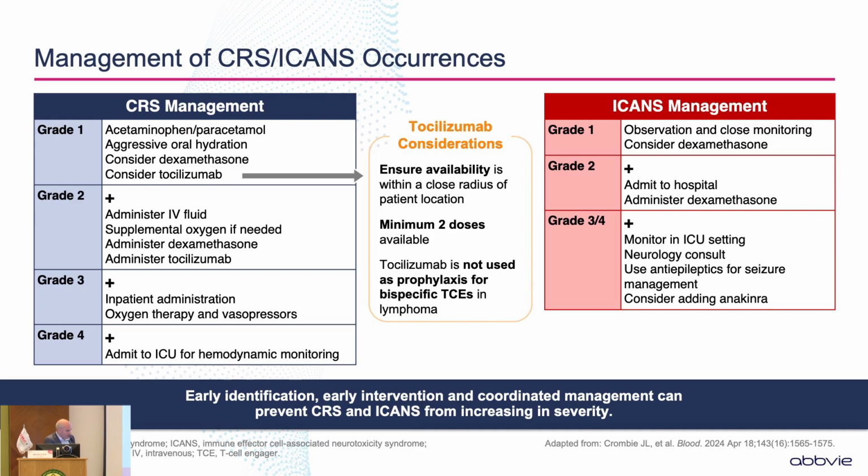I've never seen a grade 4 CRS event with a bispecific antibody. But if those patients occur, you will need ITU admission, they will have tocilizumab, and you may consider alternative agents if they're not responding to tocilizumab. ICANS, as I said, is primarily low grade with bispecific antibodies, and I would say the management is largely supportive for these patients, with a consideration for dexamethasone for grade 1 and 2, but again, bearing in mind that they will have already had steroids as part of their prophylaxis, particularly with epcoritamab.